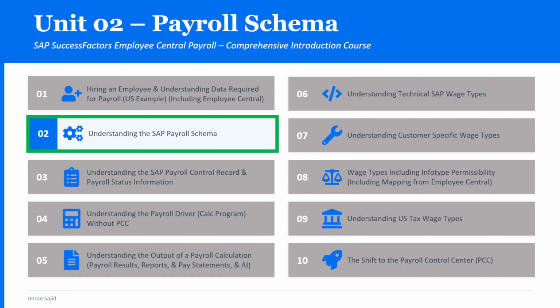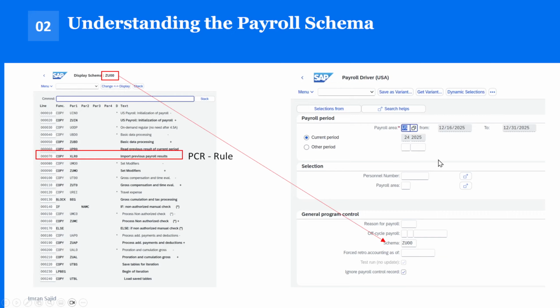So you might have heard the word SAP Payroll Schema. I know people have kind of talked about it, and it might seem like something very scary. So today we're going to peel that onion back a little bit and understand it, and what it means and what it is.